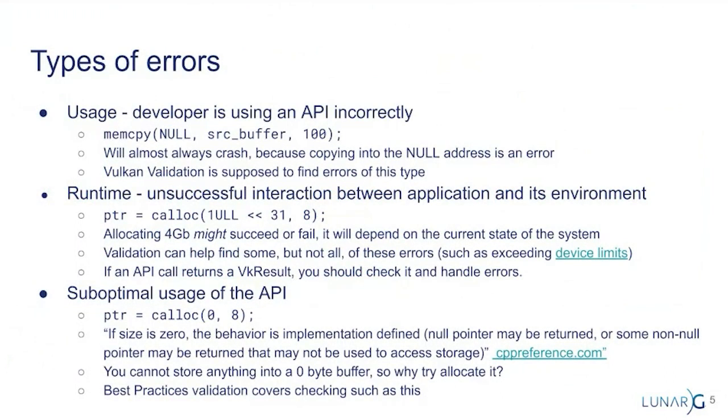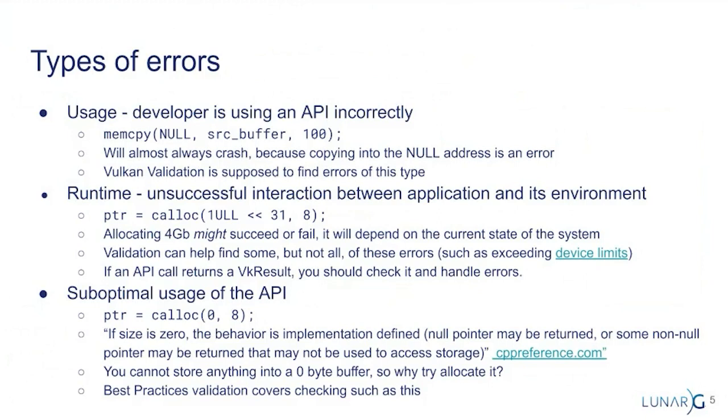The types of errors that we look at in validation, I like to think of as mostly these three types. First, you have incorrect usage of the API, where you have a bad parameter, like memcpy. If you copied a null, you're going to crash. So validation is really good at handling errors like this. Then there's runtime errors, which are mallocing too much memory or using too many resources. That's going to vary depending on what else is going on in the system and the state of the computer. So in some cases, validation can help with these. In others, it can't. Usually, if you see a function that returns a VkResult, that means there's a chance of a runtime error. You should handle those errors somehow.